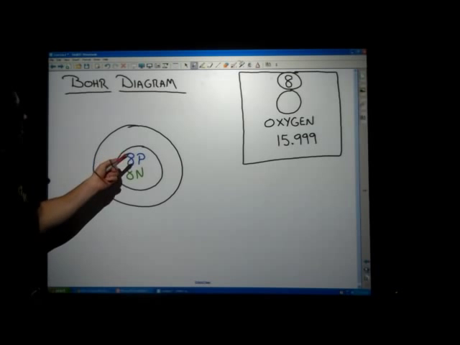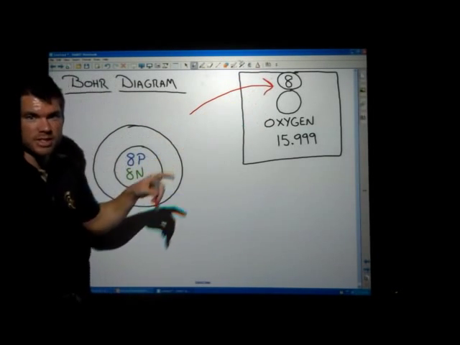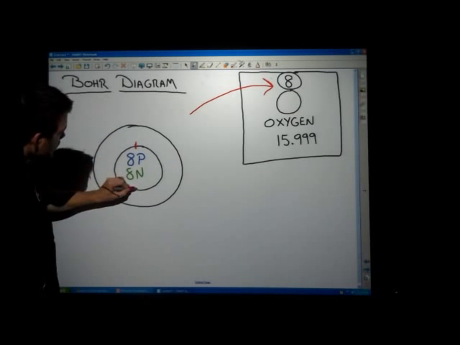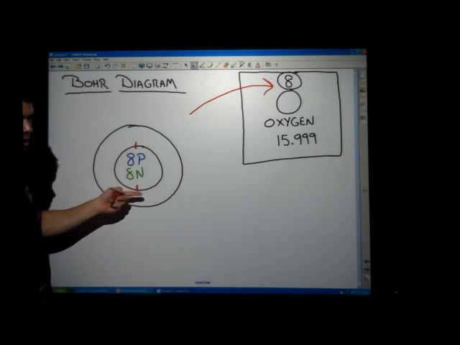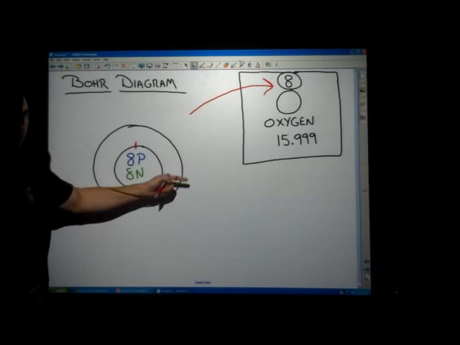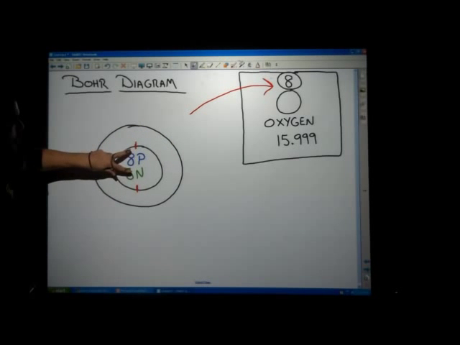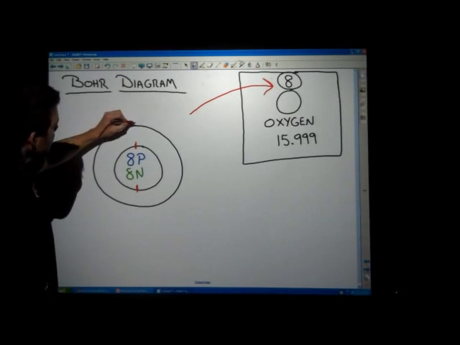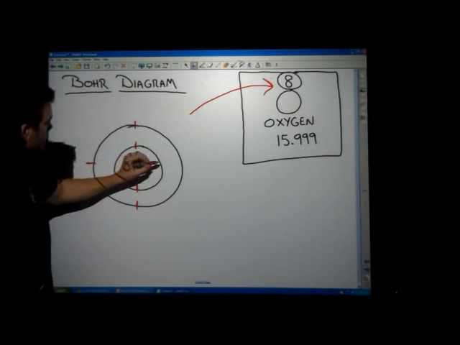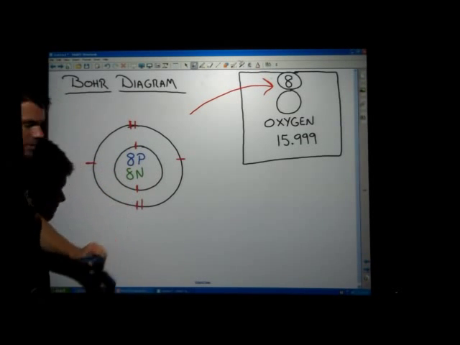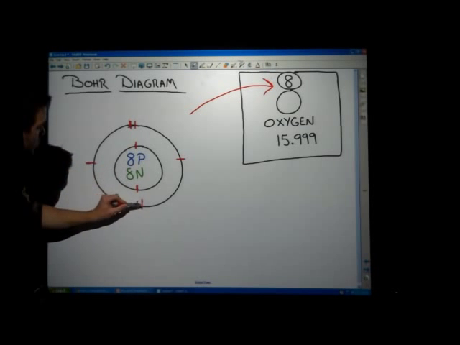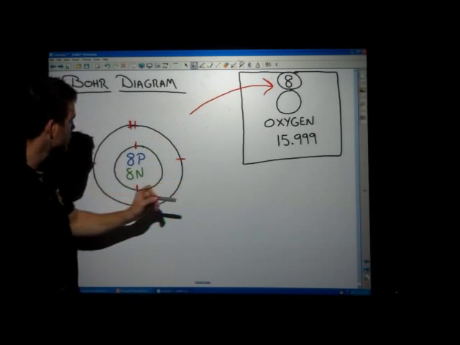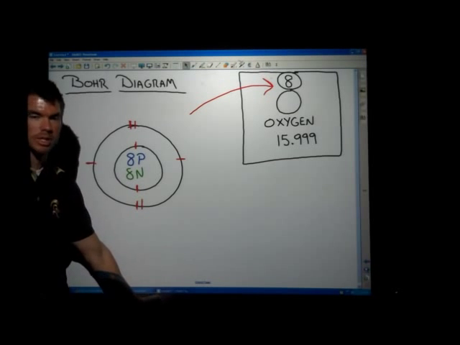Then I can add my electrons. Remember, electrons is the atomic number. I have 8 electrons in oxygen. My first shell can hold 2 electrons. Using the negative symbol, I draw 2 electrons. My second shell can hold 8. Well, I already have 2, and I only got to go up to 8. Since I already have 2, I only need 6 more. 1, 2, 3, 4, 5, 6. Now, just to double check, I have 1, 2, 3, 4, 5, 6, 7, 8. 8 electrons in my Bohr diagram, 8 protons, and 8 neutrons. That's how you draw the Bohr diagram.